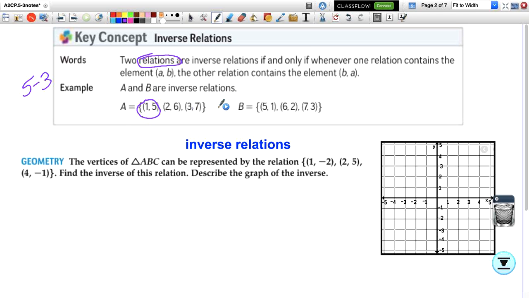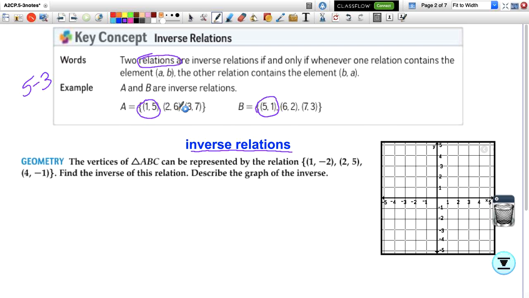This and this, isn't it magical? They take the X and the Y and they flip them. Here, we take the X and the Y and we flip them. Here, we take the X and the Y and we flip them. So guess what we have to do? To have an inverse relation, you take your X and your Y from your coordinate pairs and you flip them.